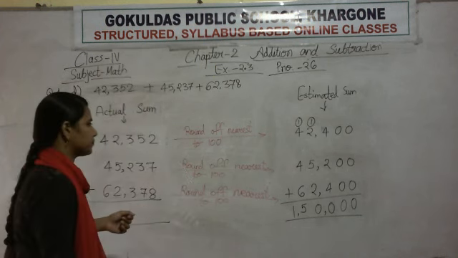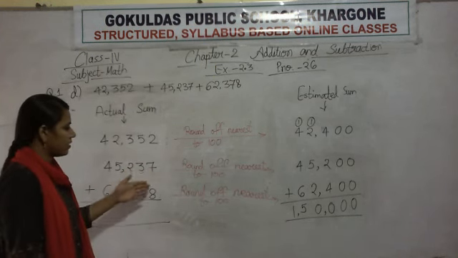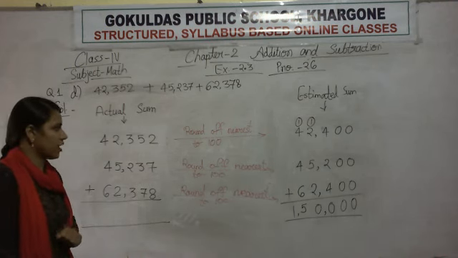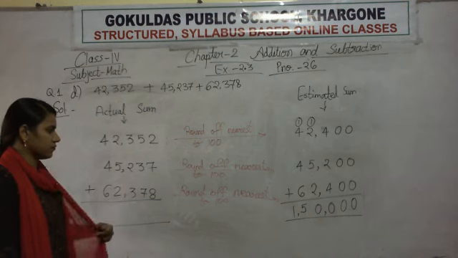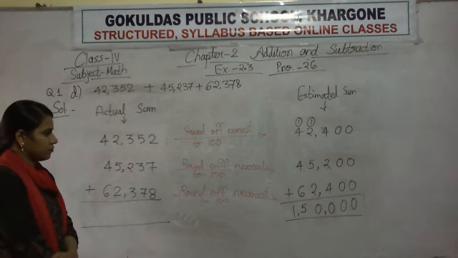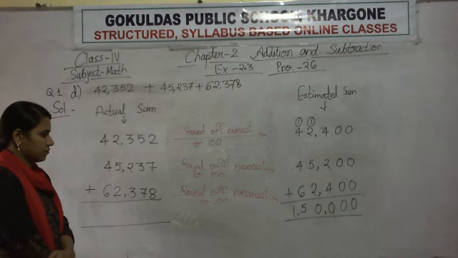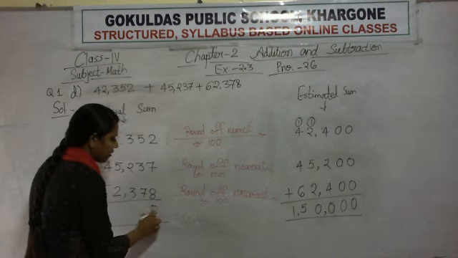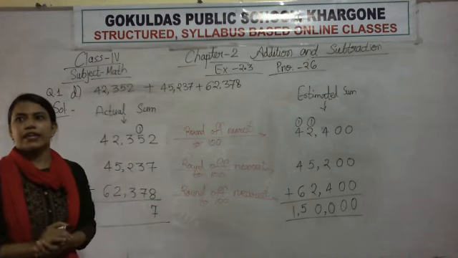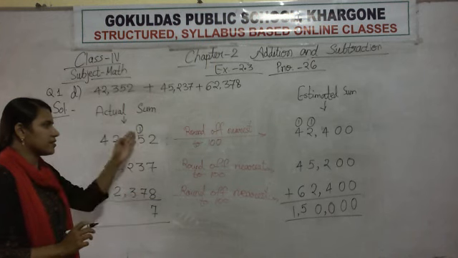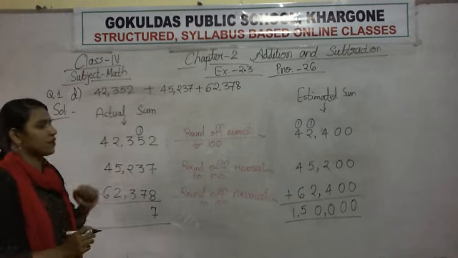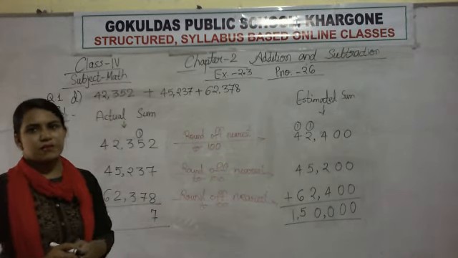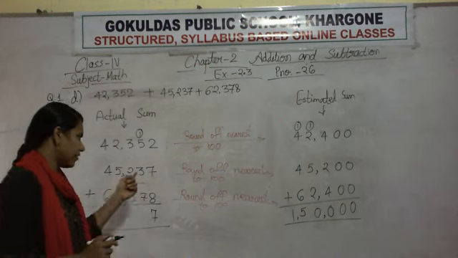Okay, now add these. 2 plus 7 is 9. 9 plus 8 is 17. So you will write 7 here and 1 will be regrouped with the next column. Now add the digits in the tens column. 1 plus 5 is 6. 6 plus 3 is 9.